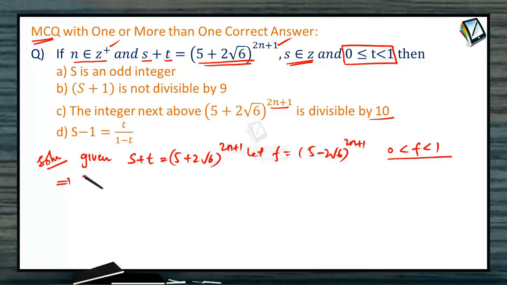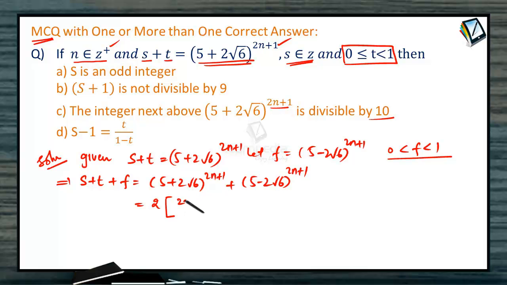So if I consider s plus t plus f, that will be (5 plus 2 root 6) to the power of 2n plus 1 plus (5 minus 2 root 6) to the power of 2n plus 1. If I expand this, the odd number of terms get cancelled and I get 2 into [2n plus 1 c0, that is the first term, 5 to the power of 2n plus 1, plus 2n plus 1 c2 into 5 to the power of 2n minus 1 into (2 root 6) squared], and keeping on going till the end, I get a finite number of terms which are multiplied by 2.